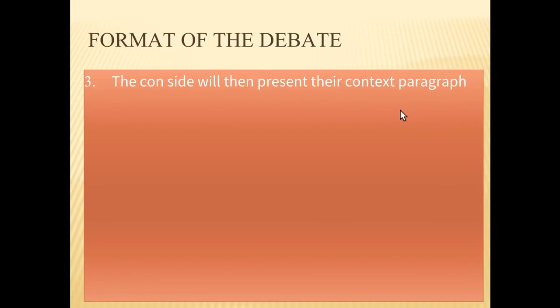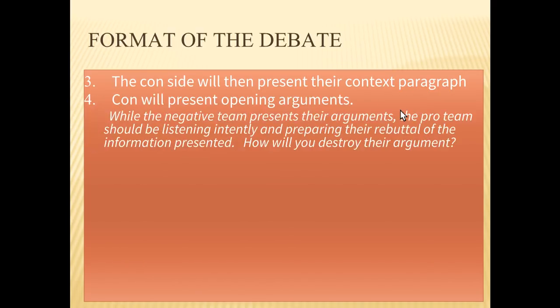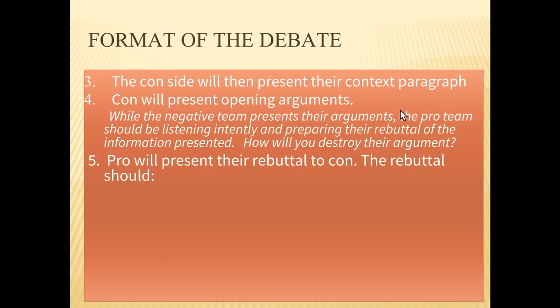Okay, so then after the affirmative gives their context and their argument, now it's Con's turn. So Con will get up and they present their context paragraph. Again, that includes no bias. Then you provide your opening argument, and while the negative team is presenting their argument, the pro team is doing exactly what the con just did. They're listening intently, preparing their rebuttal of the information given, thinking about how will we destroy their argument.